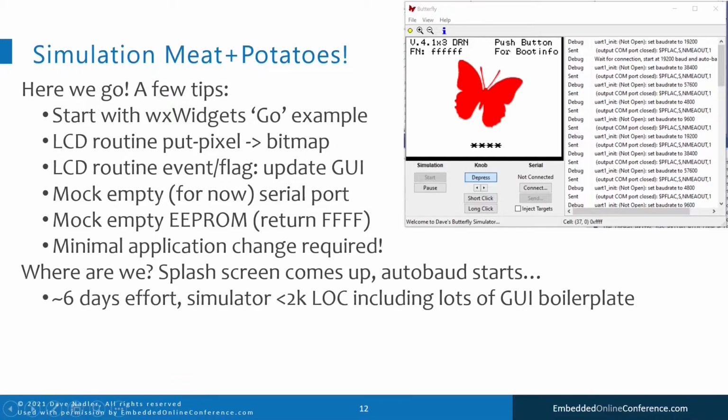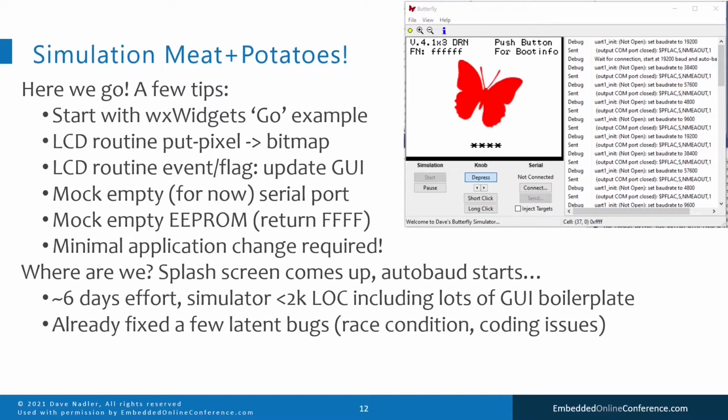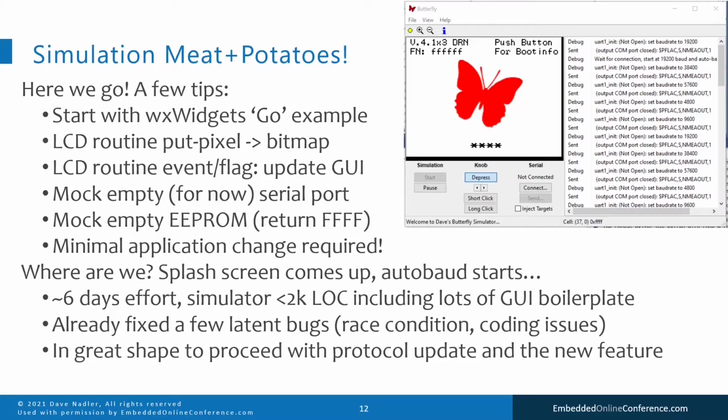This is after about 6 days of effort. So we have a simulator with less than 2,000 lines of code, a lot of which is GUI boilerplate that came from the sample application. And it's already up and running. We've already fixed a few latent bugs, the race condition we've talked about, and some coding issues. And so, it seems like we're in pretty good shape to proceed with the update of the FLARM protocol and adding the new feature. And as we say, what could possibly go wrong?